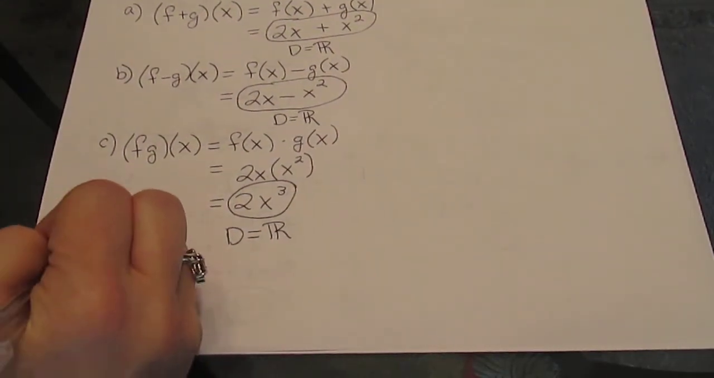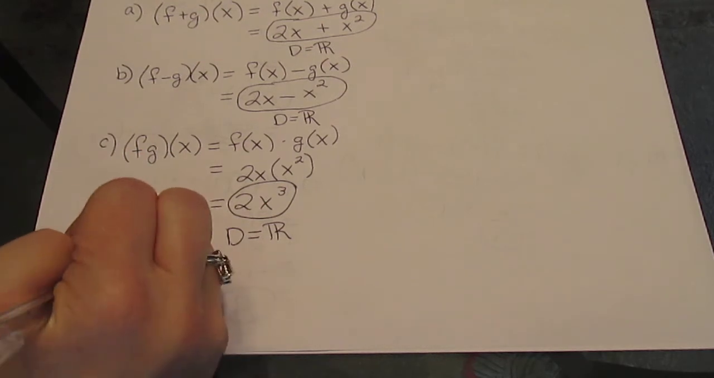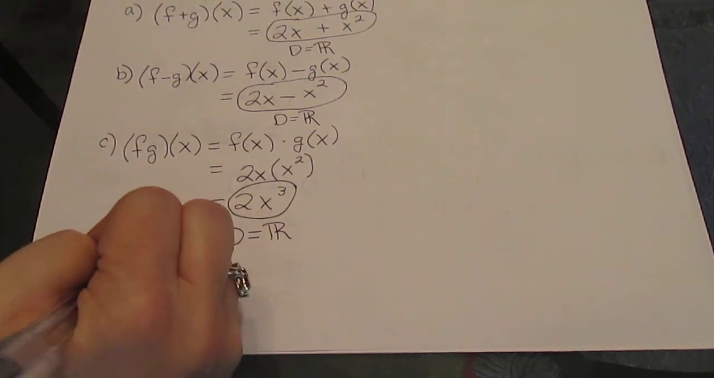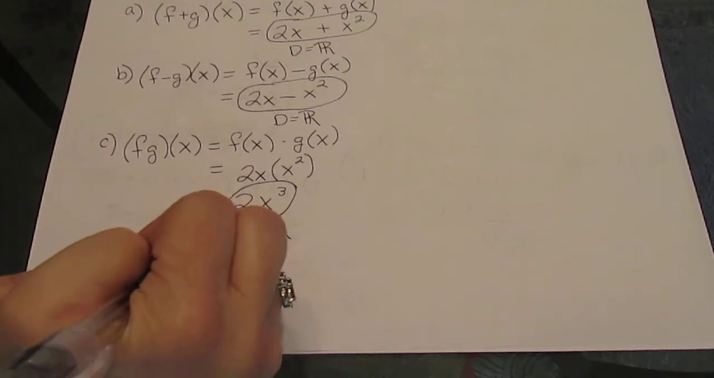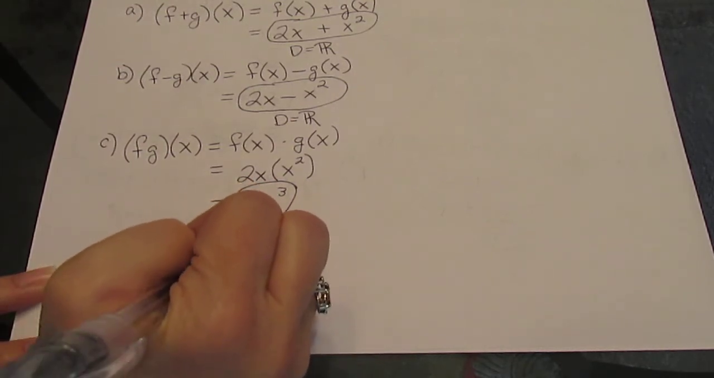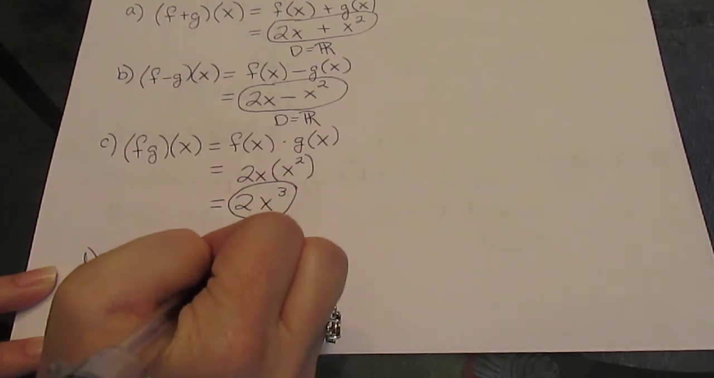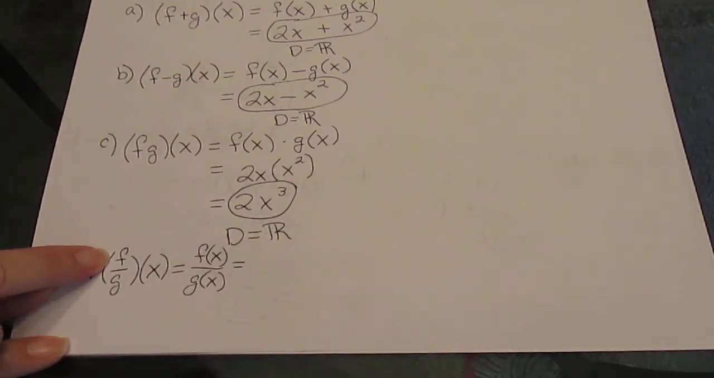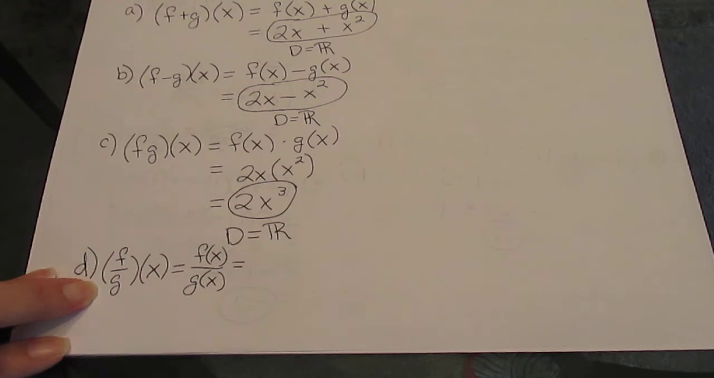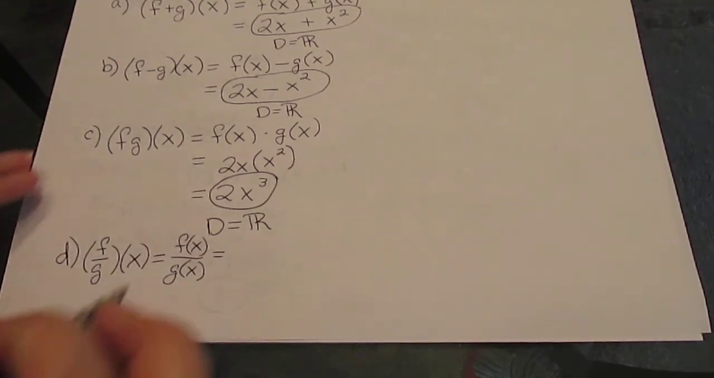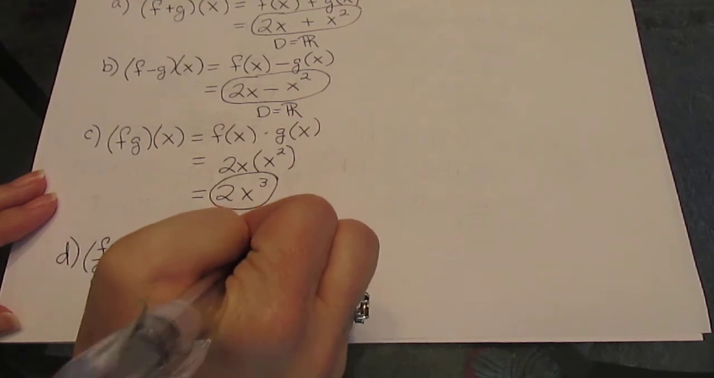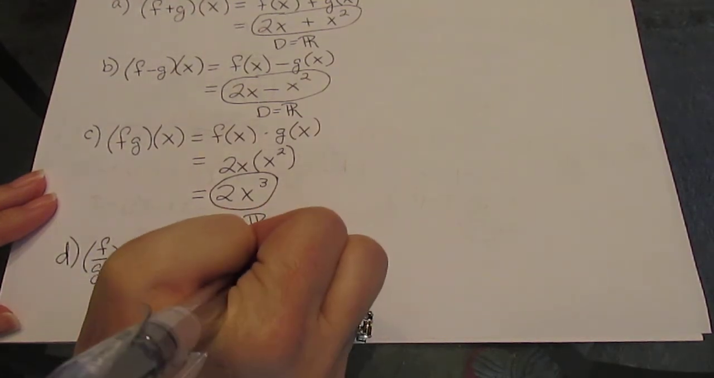Okay, and then finally for part D, I've got f divided by g of x. So I'm doing f of x divided by g of x. Okay, and in my examples, they put f on top, they put g on bottom. But again, in your homework, be careful. See what order they put it in, because order does matter. Okay, so I've got 2x over x squared.